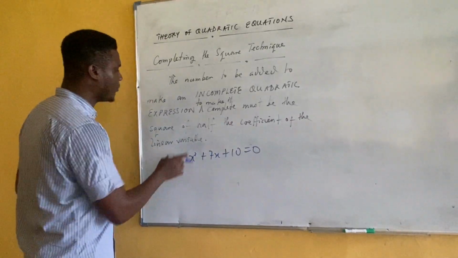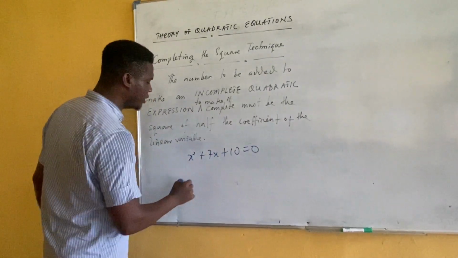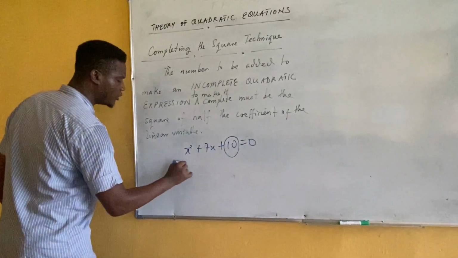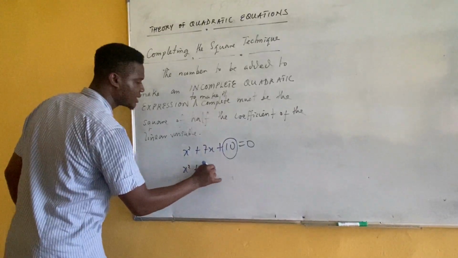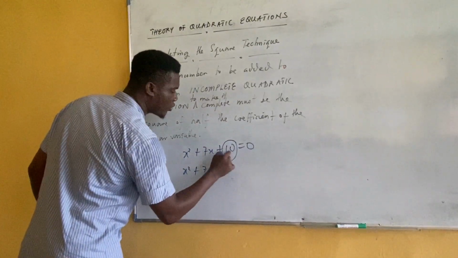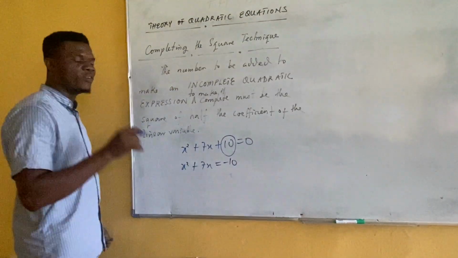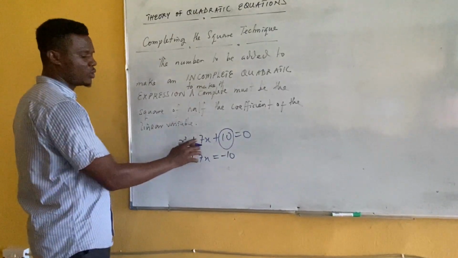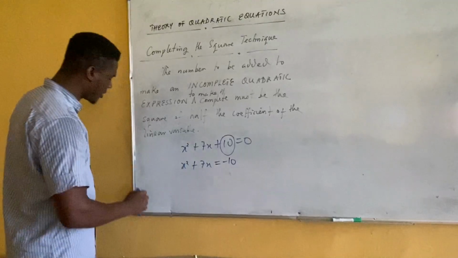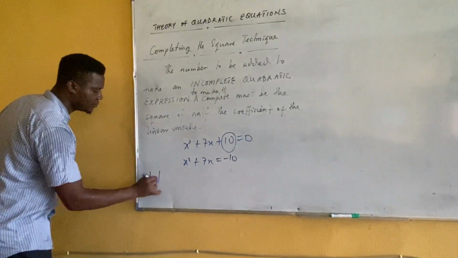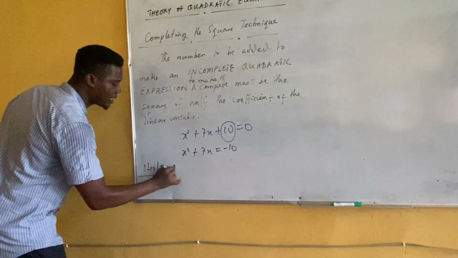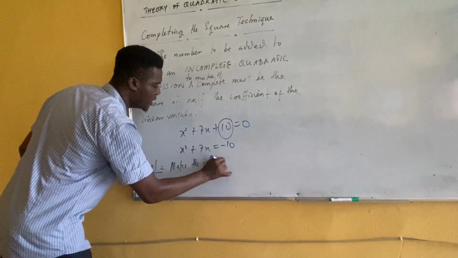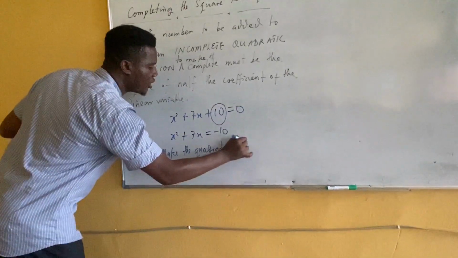Now, this is what I'm going to do. I'm going to make this quadratic equation incomplete by taking away the last term. So when I do that, I would have x squared plus 7x equals 0 minus 10, which is minus 10. Okay? So the first step to using the completing the square method is to make the quadratic equation incomplete. So I'm going to put that as my step 1: make the quadratic equation incomplete.